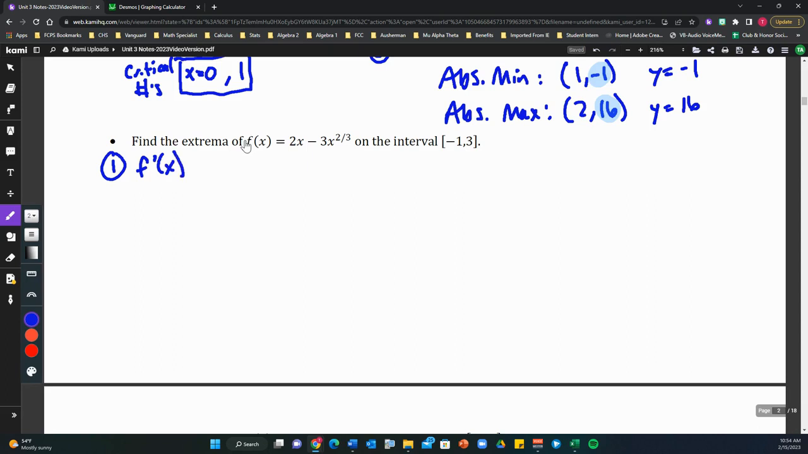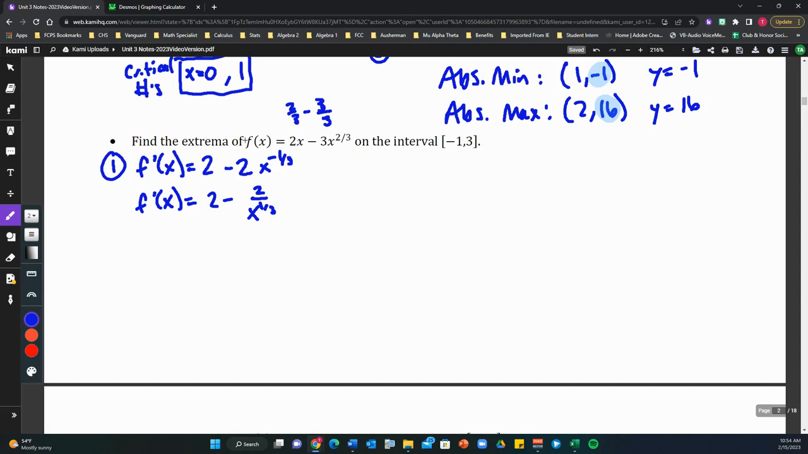So f prime of x, in this case, derivative of 2x would be 2. Fractional exponents, remember this is still power rule, but when I bring 2/3 down and multiply by 3, I'm going to get 2 as our new coefficient. And then 2/3 minus 1, again, -1 whole is like 3/3. So we get -1/3 for our new power. So then if I clean that up, I get 2 minus 2 over x to the 1/3 as our derivative.